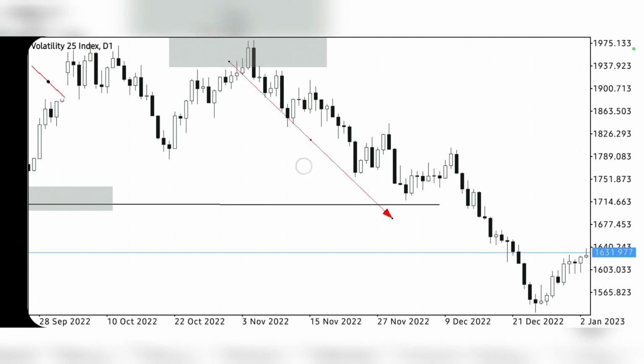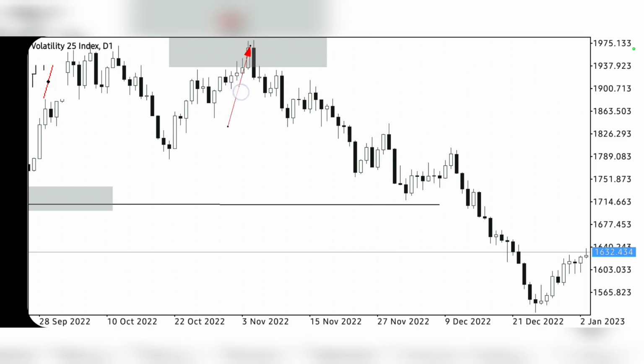You can see we had this is a high, this is a low, a lower high, a lower low, a lower high, a lower low, a lower high, a lower low, a lower high, a lower low. All of these structures, they are called the internal structure.